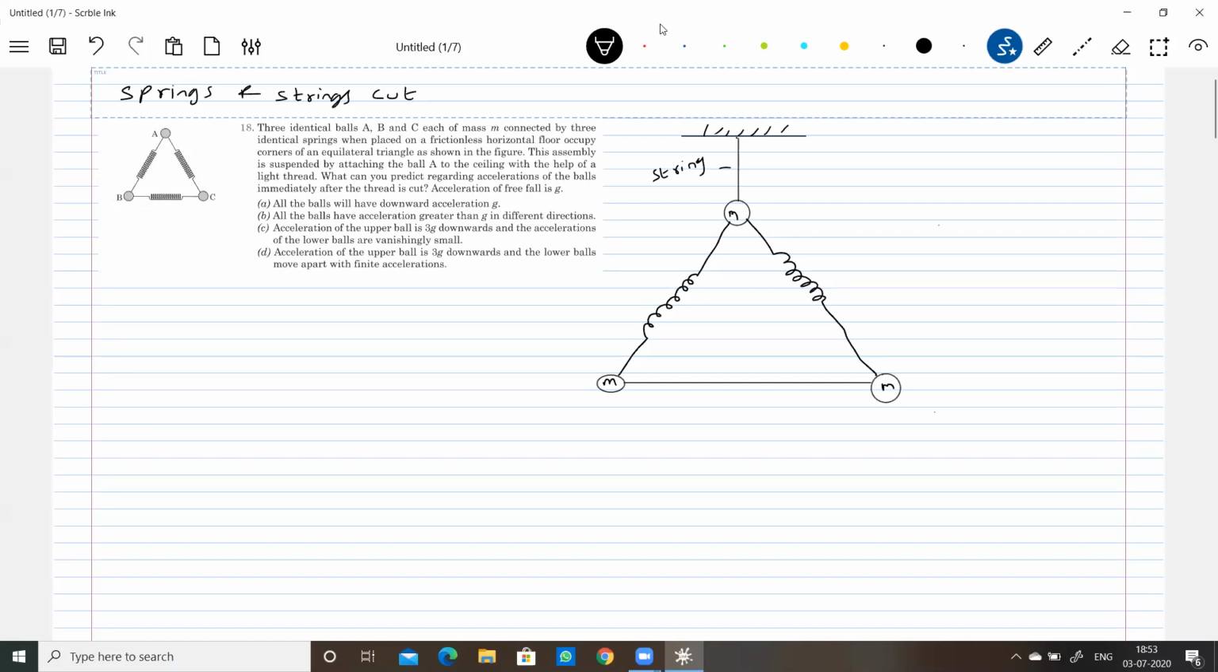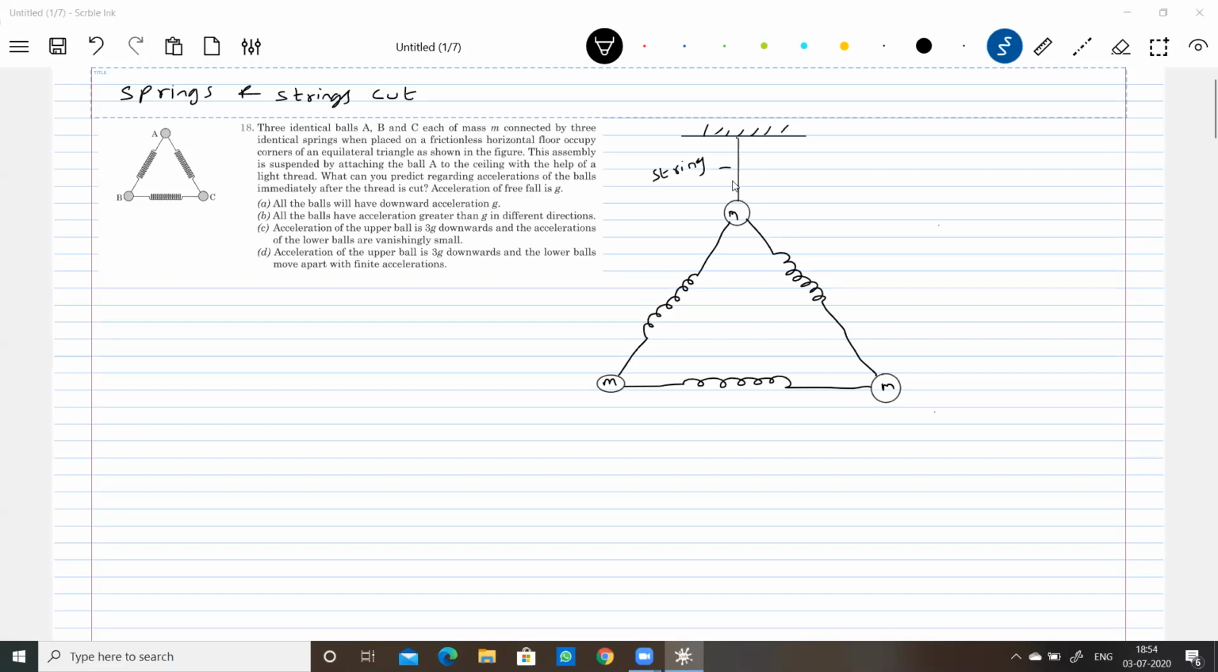Sir, between B and C there is one more spring. Okay. So he's telling first initially they were placed, then they were suspended. Just after the string is cut, we calculated in the previous problem. Our entire discussion is just after the string is cut.